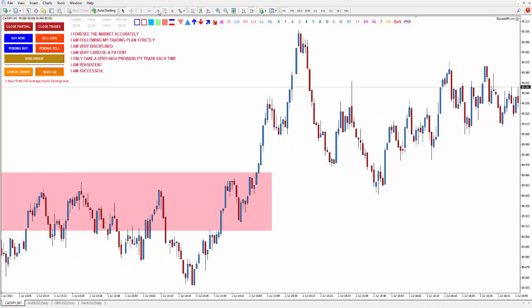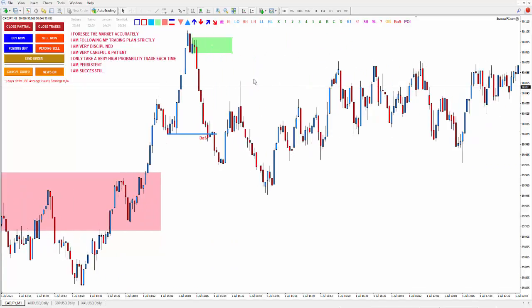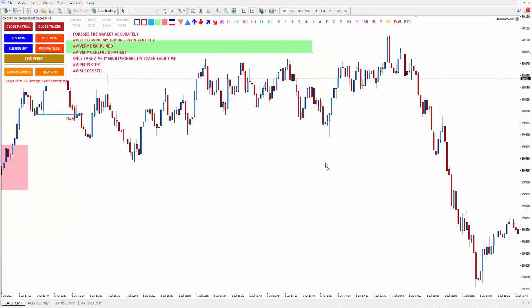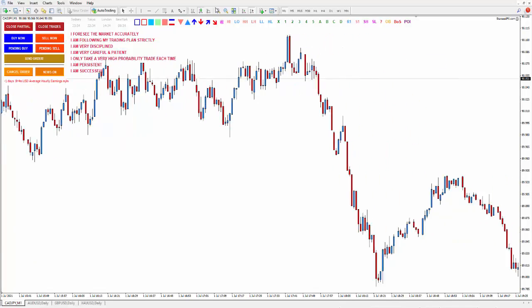So I see this one as a clear break of structure here. Swing high, swing low, break of structure. My order block is the last bullish candle before the breakout happened. And I remember this one is a losing one because I was successful on the second one, which is here.